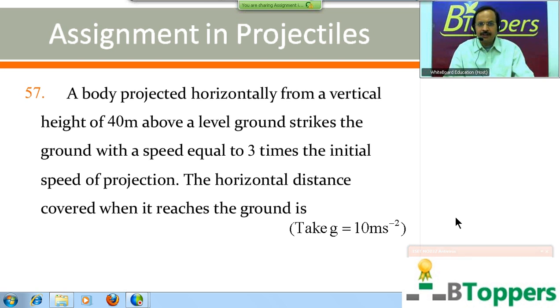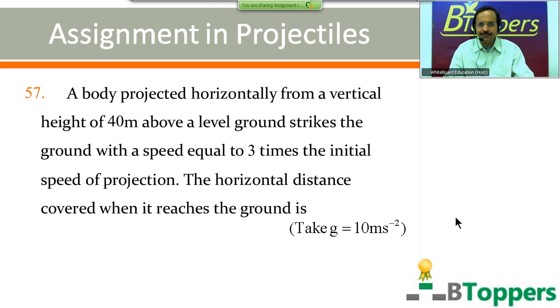A body projected horizontally from a vertical height of 40 meters above a level ground strikes the ground with a speed equal to 3 times the initial speed of projection. The horizontal distance covered when it reaches the ground is? So I am going to discuss the question number 57.